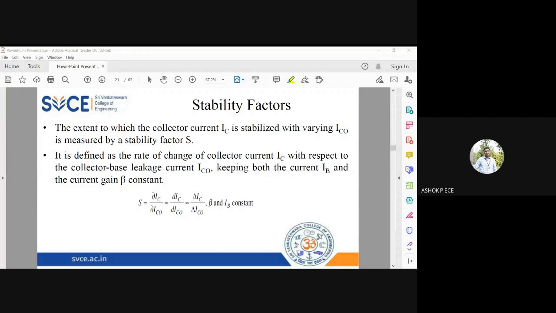So even though I am designing a biasing circuit, how can I say the circuit is efficient enough? I need a mathematical parameter to say that my circuit is efficient in stabilizing the Q point of my circuit, right? That is quantified by a term called the stability factor.